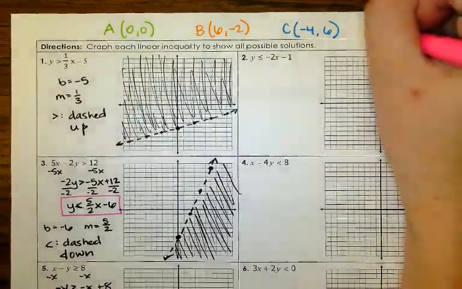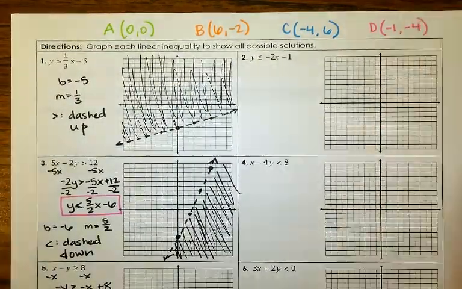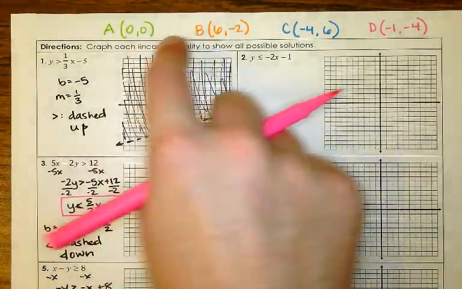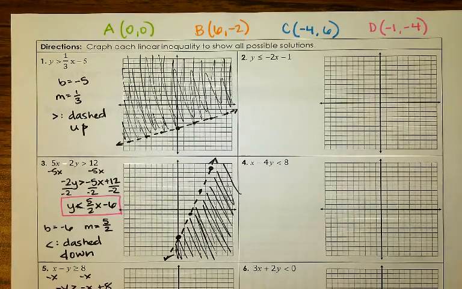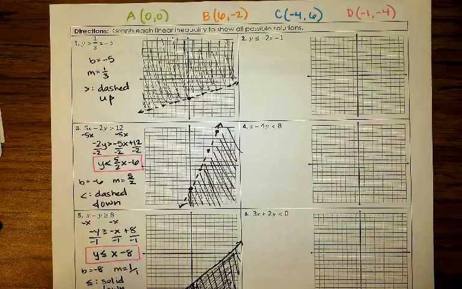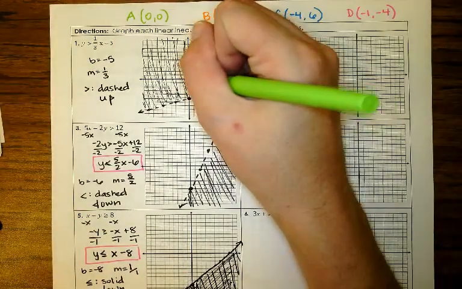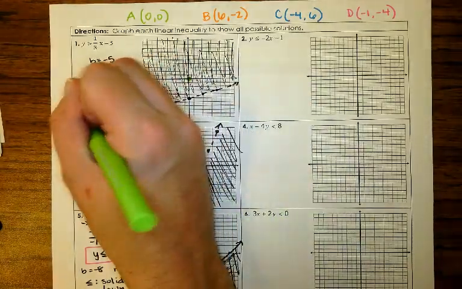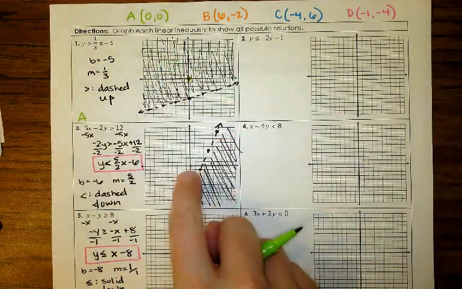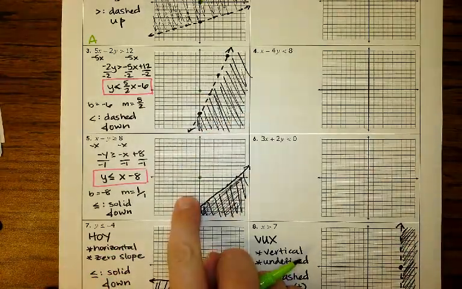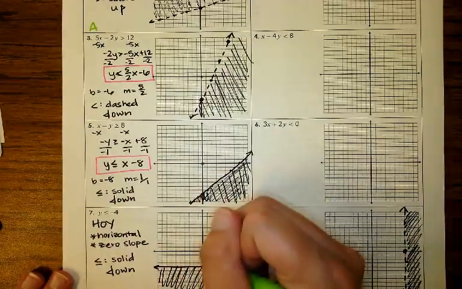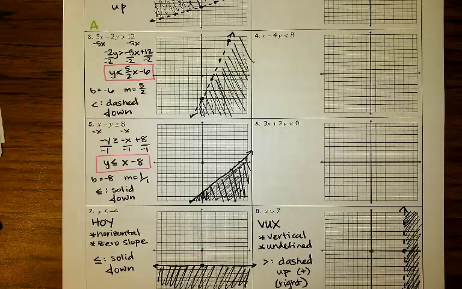So what I want you guys to do is tell me, is A a solution to any of these? Is B a solution to any of these? Is C a solution? Is D a solution? If we take a look at A really quick, that's 0, 0. Is it a solution for number 1? Yeah, it's in the shaded region. Is it a solution for number 2? No, it's not in the shaded region. 0, 0 right here. Is it a solution for number 5? No. It's actually not a solution for any of the rest of them, because it's not in any of the shaded regions. Do y'all see that?